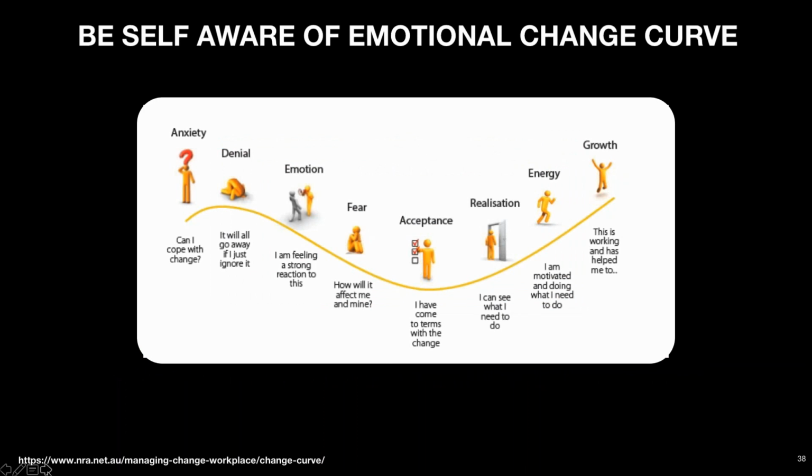Now, culture is a function of an organization, but it's also a function of people, and people have emotions. And one of the things that we need to understand when you're trying to change culture is that we all go through this change curve and this emotional change curve. And some people are in anxiety, some people are in denial. This is very much that Kubler-Ross change curve or grief curve as well.